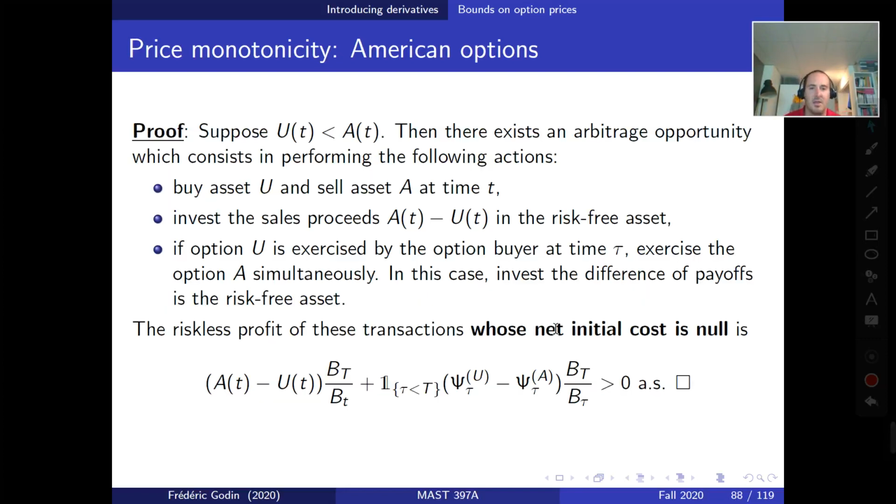So suppose it's not the case. Suppose the option with a higher payoff has a cheaper price. Then you can get an arbitrage strategy by doing what follows. You would buy the cheap derivative U and sell the expensive derivative A. In that case, you would take the proceeds of the sale and invest them in the risk-free asset until time capital T. And then what happens is you've sold the option A, but you hold option U.